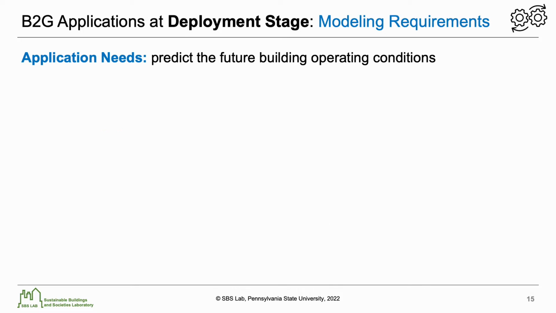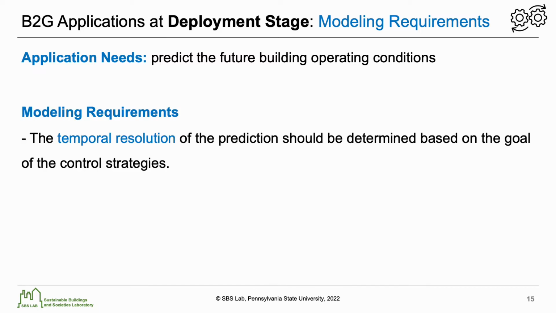So next, for real-world deployment, we need to utilize control strategies which can generate control actions in advance. In order to make control actions ahead of time, we need to predict future building operating conditions. To do that with system modeling, there are two requirements on modeling. First, the temporal resolution of the prediction should be determined based on the goal of the control strategies.